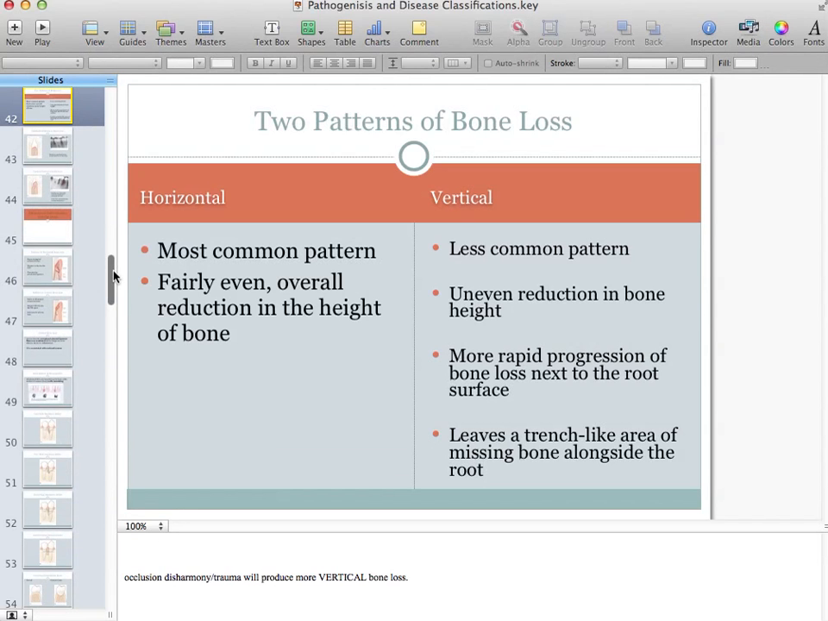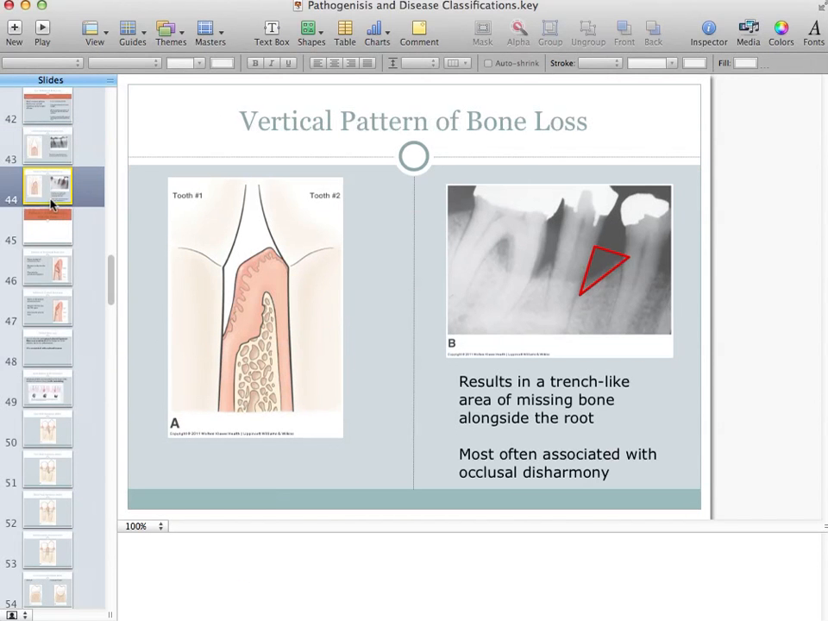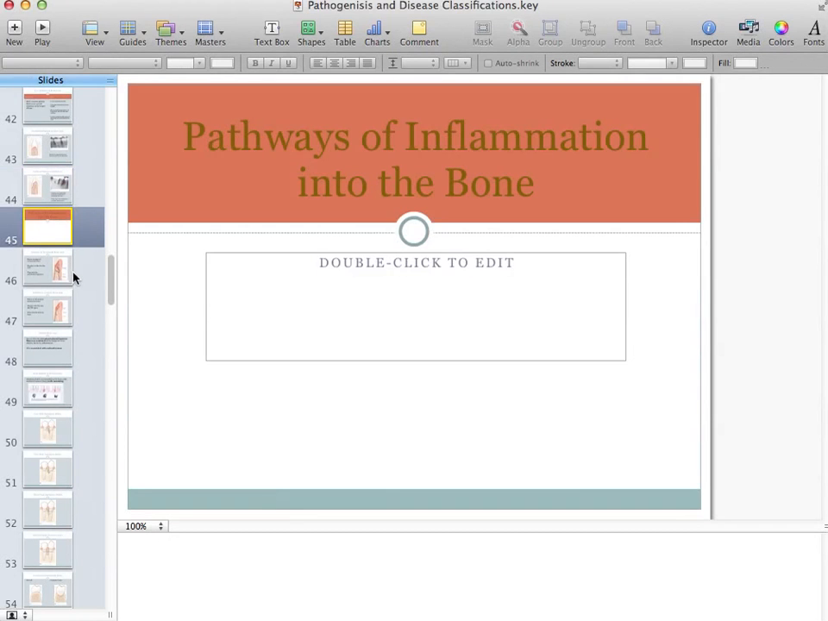So when you have occlusal disharmony or trauma, what type of bone loss are you going to have? Vertical bone loss, because again, it's localized to where that trauma is happening. So horizontal bone loss results in even amounts of reduction of bone. Vertical bone loss results in vertical triangle shapes of bone or a trench area, most often seen in occlusal disharmony.